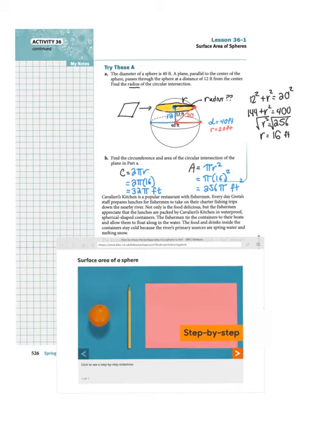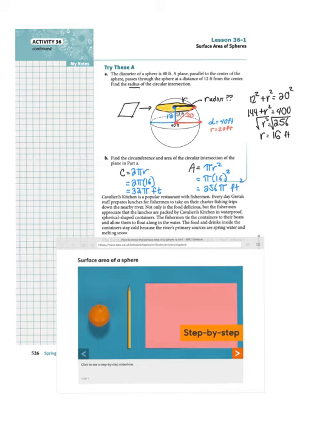Okay, so now let's look at another way to apply surface area of a sphere. Let's return to Cavalier's Kitchen. It's a popular restaurant with the fishermen. Every day, Greta's staff prepares lunches for fishermen to take on their charter fishing trips down the nearby river. Not only is the food delicious, but the fishermen appreciate that the lunches are packed by Cavalier's Kitchen in waterproof and spherical-shaped containers. The fishermen then tie those containers to their boats and allow them to float along in the water.